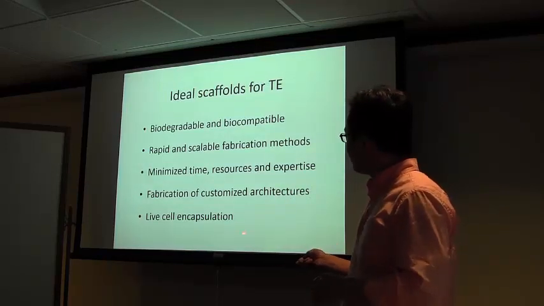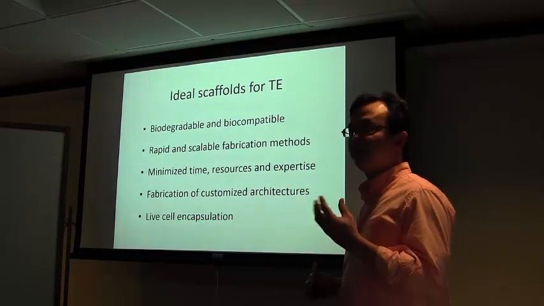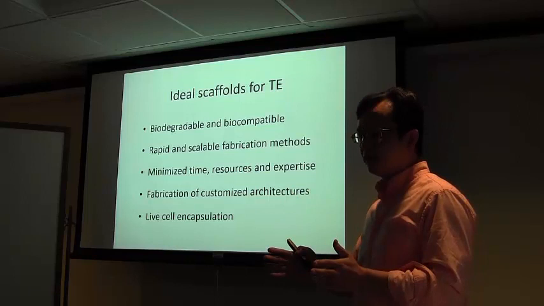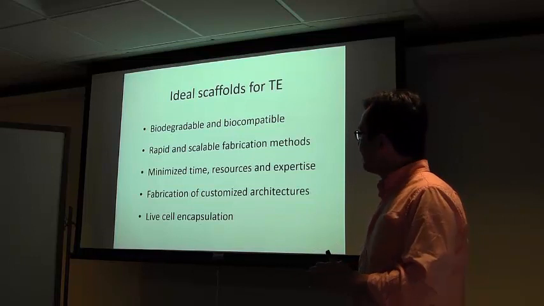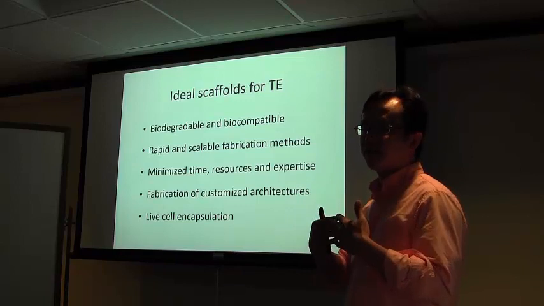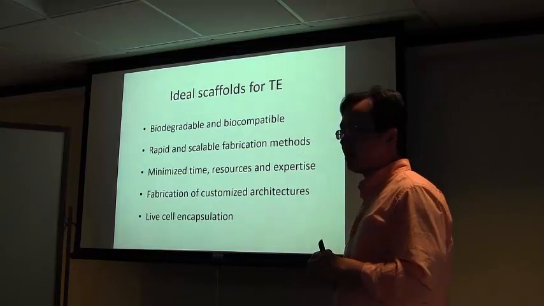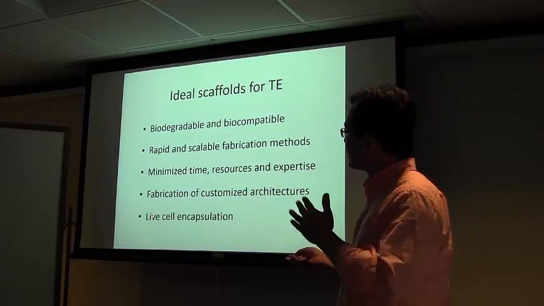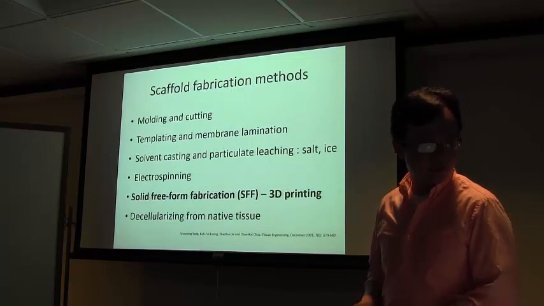The last one is live cell encapsulation. What does that mean? Currently, when we make the scaffold, there are 2 steps. First, we make the scaffold, and then we put the cells on top of the scaffold. The outcome of these 2 steps is that the cells can only grow on top of the scaffold. They cannot get inside the scaffold. Then the remodeling of the scaffold will be slow and incomplete. So ideally, when you fabricate the scaffold, you should include live cells in it. This is the ideal scaffold.